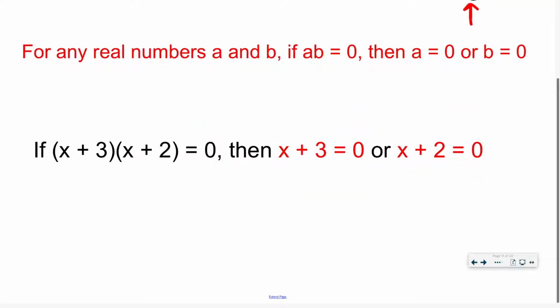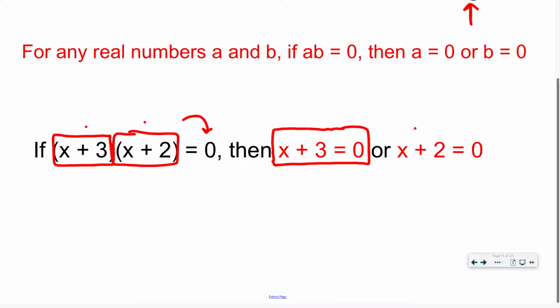Example. If I know that this term times this term equals 0, that means one or both of them has to be 0. So I can actually create equations. x plus 3 equals 0, x plus 2 equals 0. Could I solve those? How would I solve that for x? x equals -3. How about here?